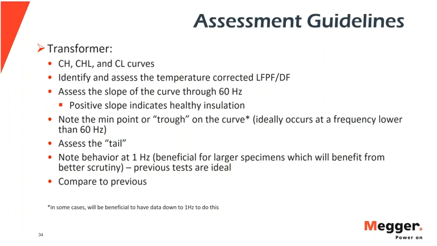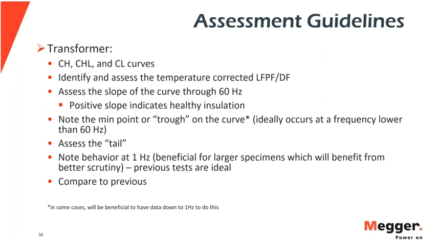Then we want to assess the slope of the curve through 60 hertz, and a positive slope of the narrowband DFR response is going to indicate healthy insulation. Another thing you want to look for, ideally, though you won't see it in all cases, is what's called the trough on the curve, or the minimum point, where it starts reversing direction from a negative slope of the response, and I'll show this to you in a moment, to either flat or to a positive end. But where is that trough?